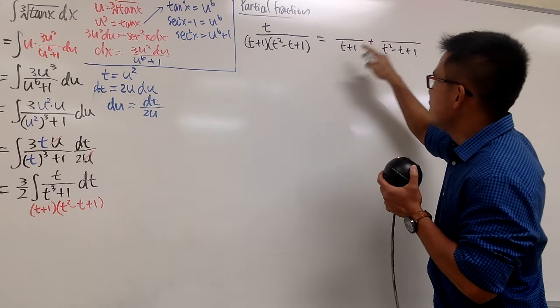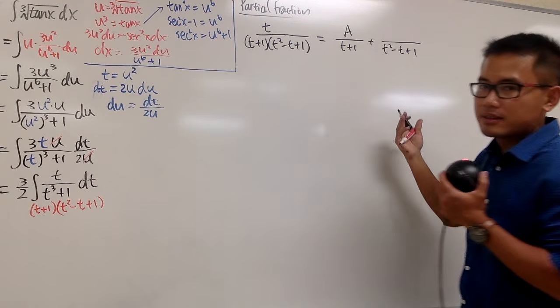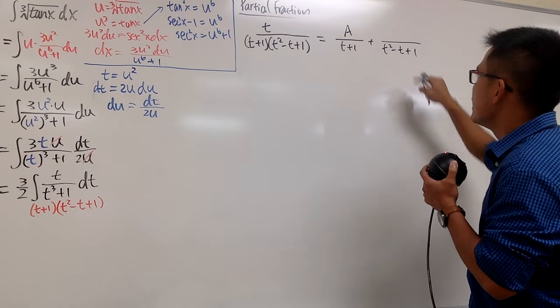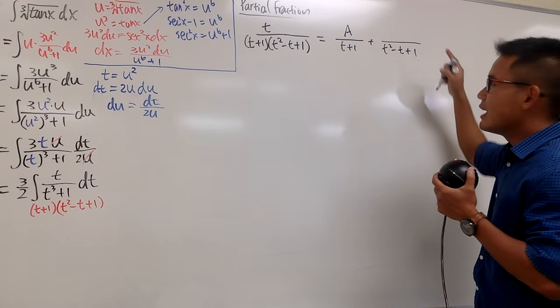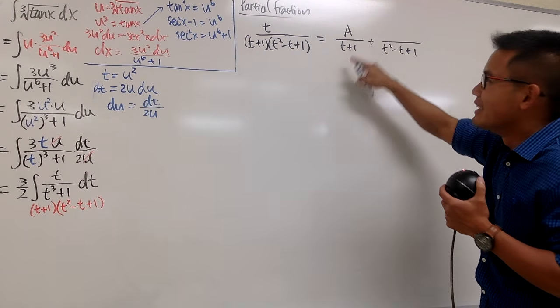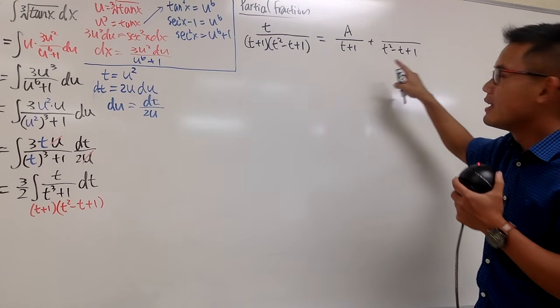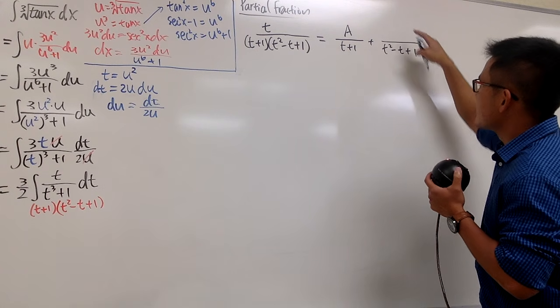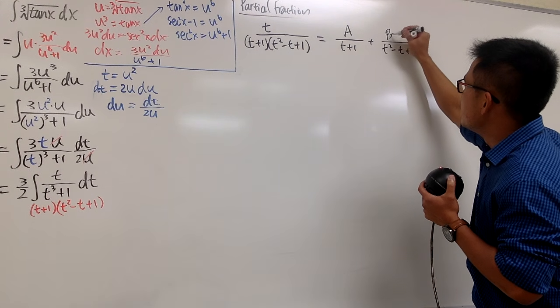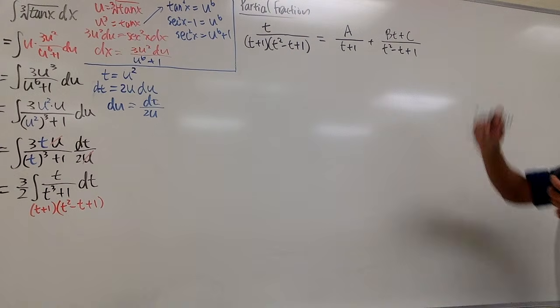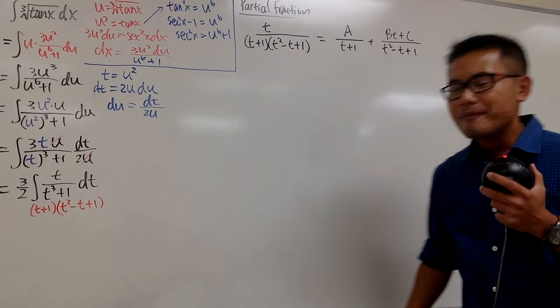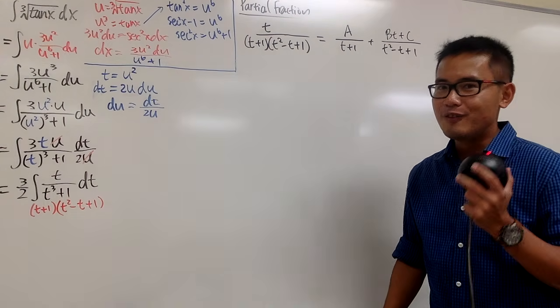Okay, this right here is a linear, so I know on the top is just a constant term, which you will put on A. This is a quadratic. That means, well, sorry, this should be a constant, sorry. This is linear, so on the top is just a constant. And right here, this is quadratic. On the top should be a linear term, which is bt plus c, like that, all right? That's a setup.